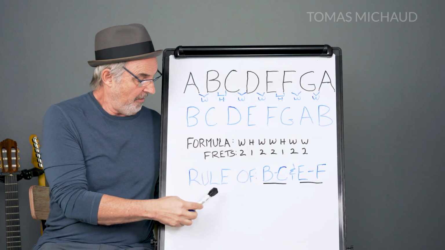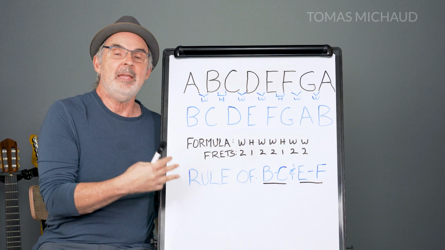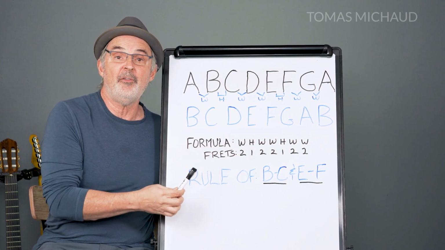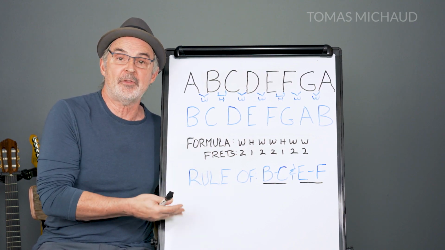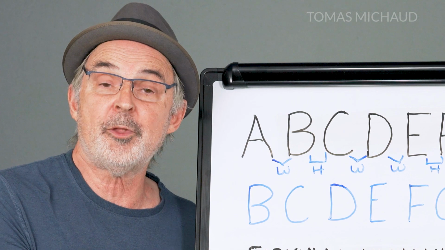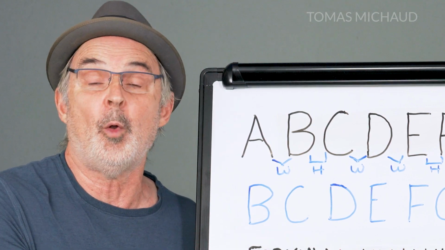Remember the rules of B and C and E and F? This I've talked about in previous videos. It means that between the notes B and C and the notes E and F, there naturally falls 1 half step. You could really see it on the piano. There's no black key between those notes. All the other notes are whole steps. In other words, G to A, even though you're starting over, is a whole step, and so on.